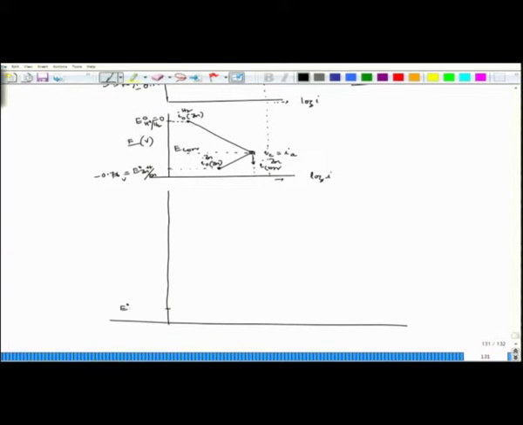this is E0 zinc, minus 0.76 volt, this is E volt. Let us say this is E0 Fe2+/Fe equal to minus 0.44 volt, and this point is E0 H+/H2 equal to 0. Now, this point lies here, this point lies here.